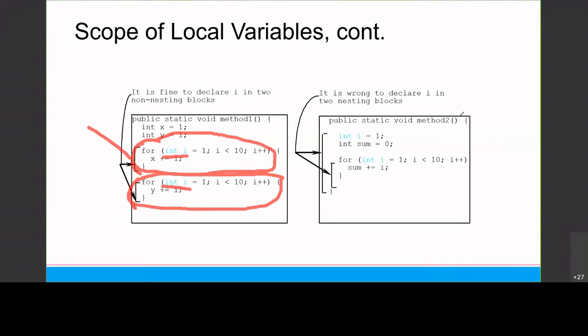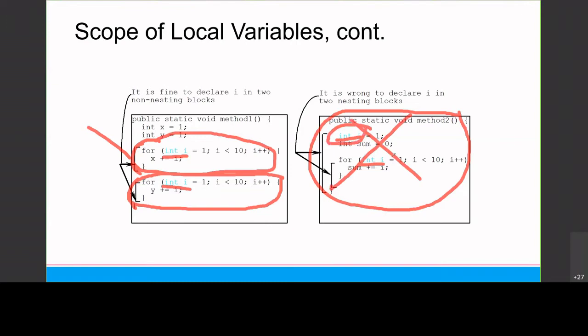But if you have this method, and let's suppose you define the I the first time, and after you define this I, you define another I in the for loop. In this case, it is wrong, because you already have the I here, you cannot define another I in the block.